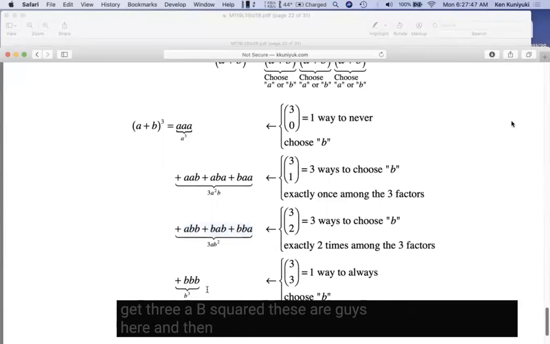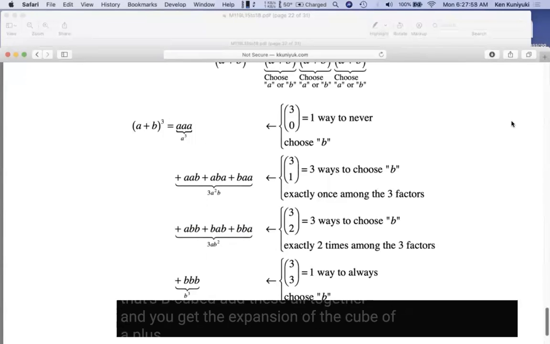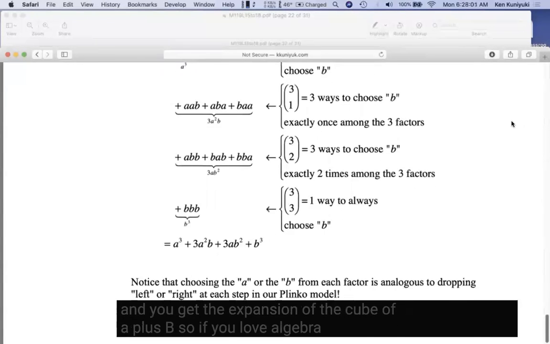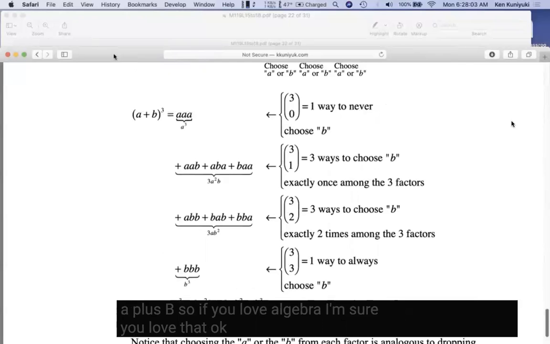You add these up, and you get 3ab squared. These 3 guys here. And then there's only 1 way to get all 3 questions correct on a 3-question exam. Correct, correct, correct. That's b cubed. Add these all together, and you get the expansion of the cube of a plus b. So if you love algebra, I'm sure you love that.